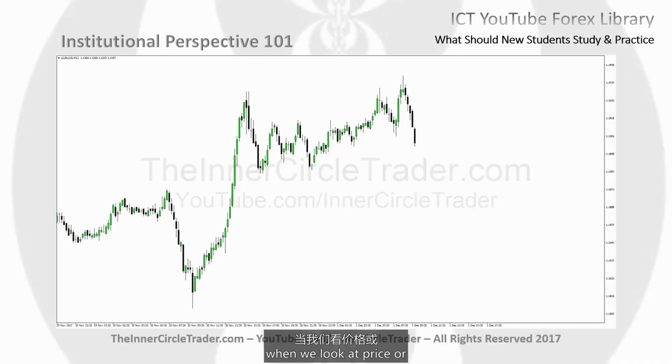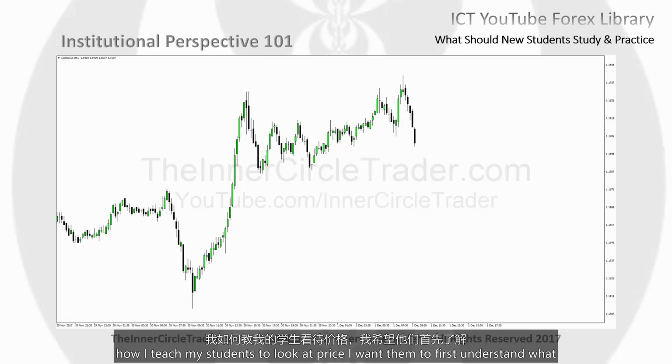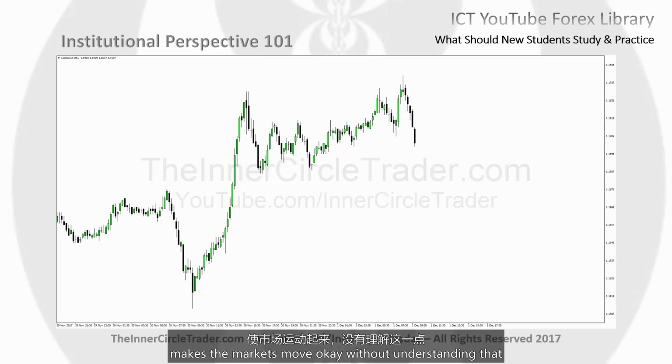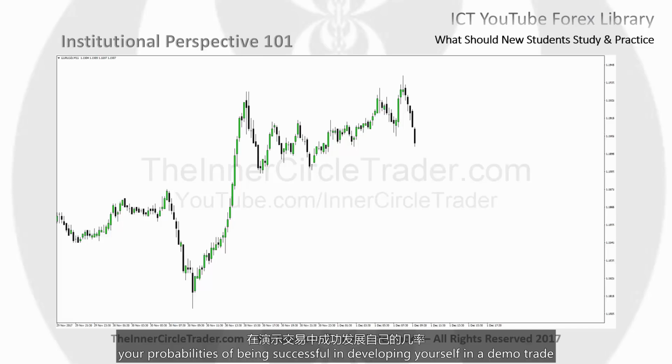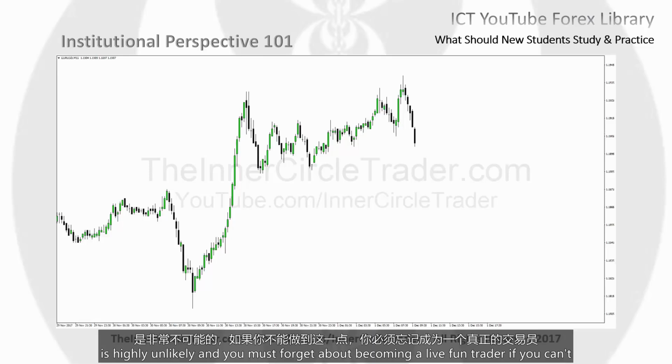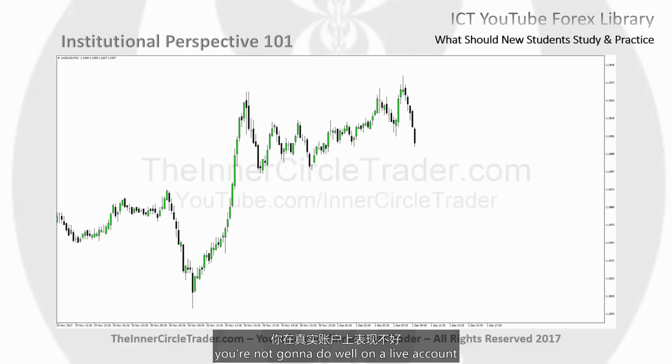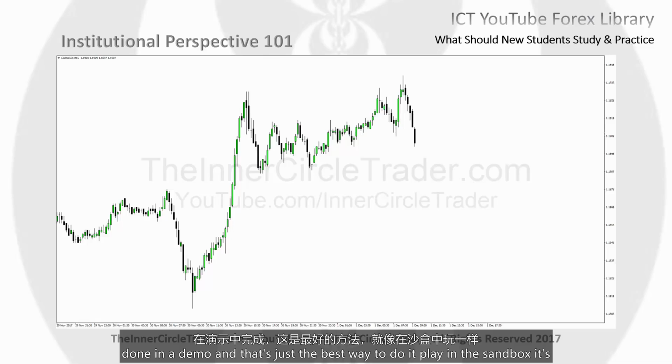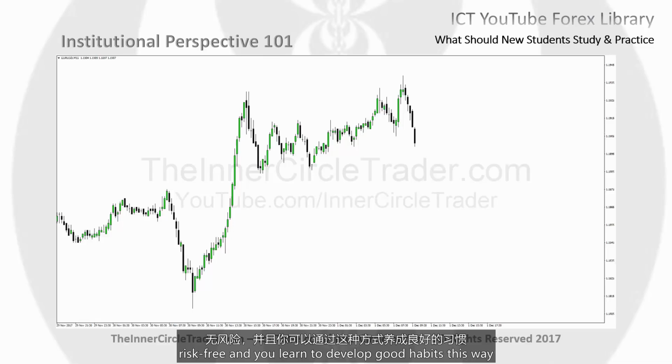So when we look at price, or how I teach my students to look at price, I want them to first understand what makes the markets move. Without understanding that, your probability of being successful in developing yourself in a demo trade is highly unlikely, and you might as well forget about becoming a live fund trader. If you can't do well on a demo, you're not going to do well on a live account. Everything that I'm teaching here should be done in the medium of a demo. All of my teaching is done in a demo, and that's just the best way to do it. Play in the sandbox, it's risk-free, and you learn to develop good habits this way.